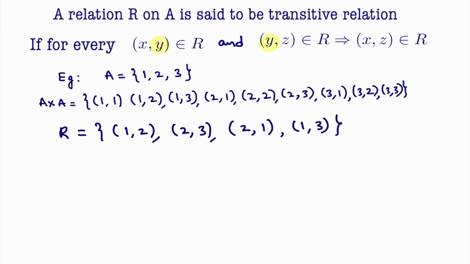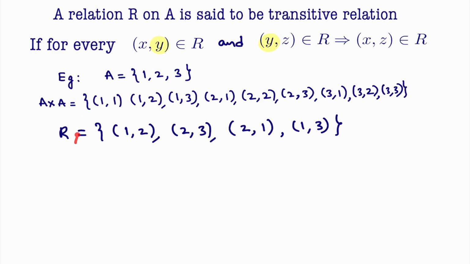Now, I have taken one subset of A cross A. See: (1, 2), (2, 3), (2, 1), (1, 3). So, this is a subset of A cross A, which means this is a relation on A. Now, my question is how to check whether this relation is transitive or not.